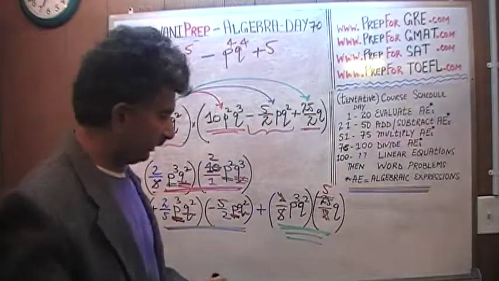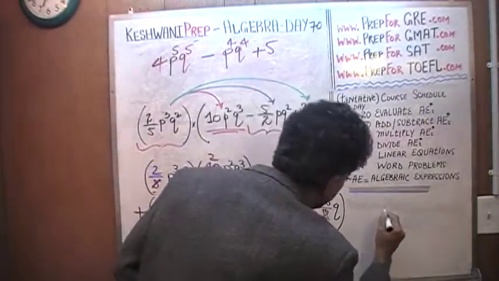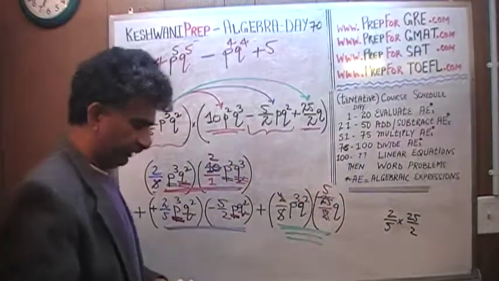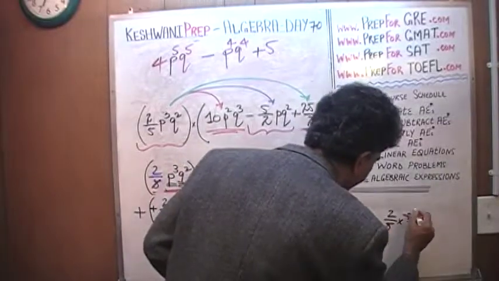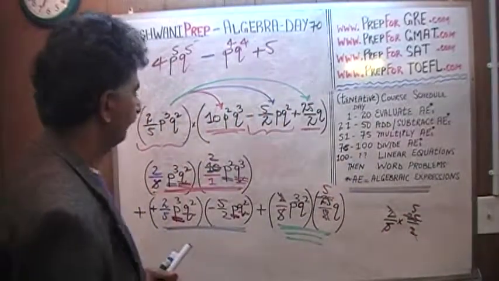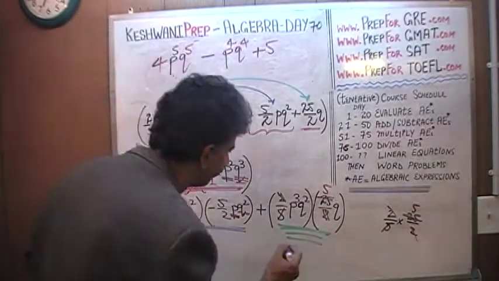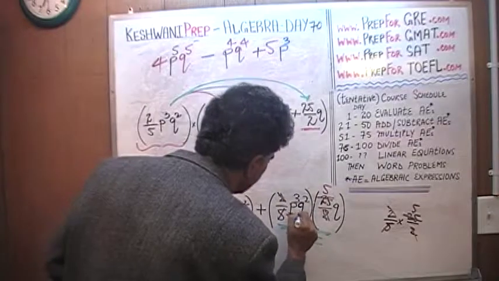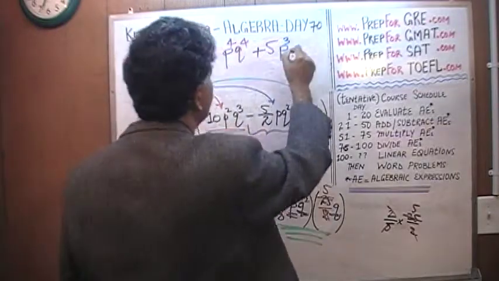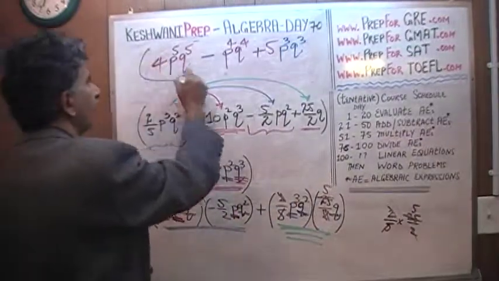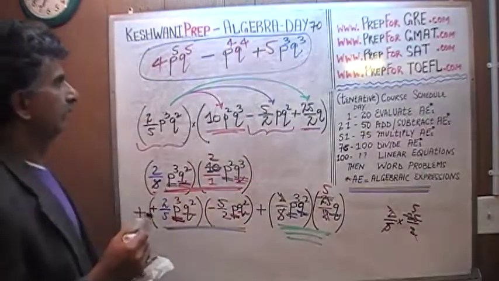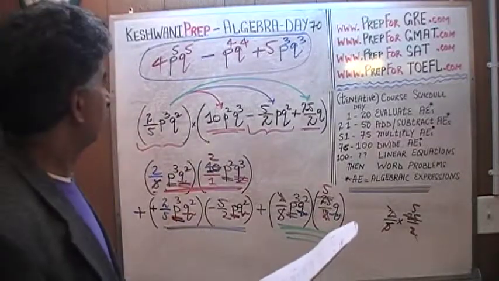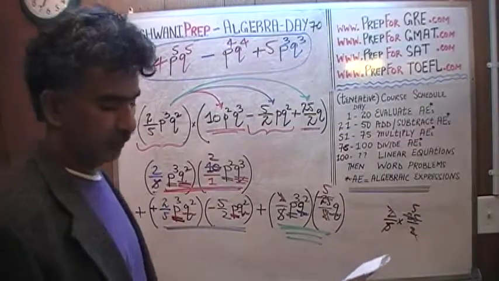And if you like, I can show it to you. We can show this work here. 2 over 5 times 25 over 2. 5 cancels out with 25, and these 2 cancel out. So we're left with just 5. 5 what? 5 p cubed. There is no p there, so it's just p cubed. And then q squared times q is q cubed. There you go, that's our answer for the problem. Let me make sure that I get the same answer in my notes here. 4 p to the fifth q to the fifth minus p to the fourth q to the fourth plus 5 p cubed q cubed. There you go, that's it.